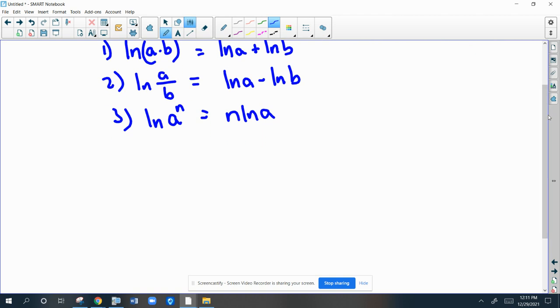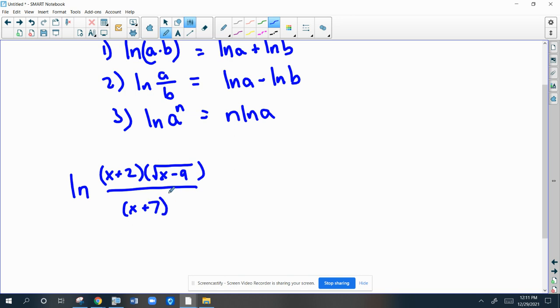And there are major shortcuts on this. For example, if I had the natural log of x plus 2 times the square root of x minus 9, all over x plus 7 to the 8/9. You can apply a lot of these properties to this.